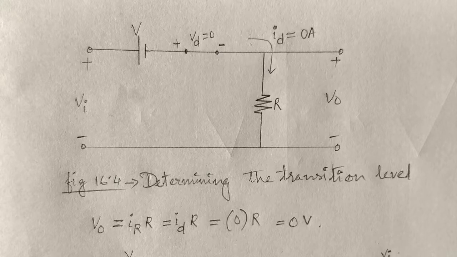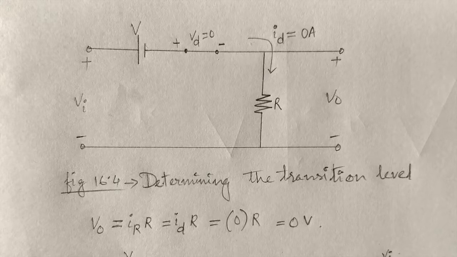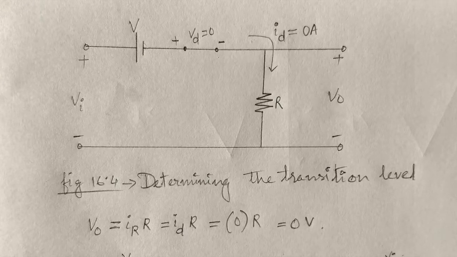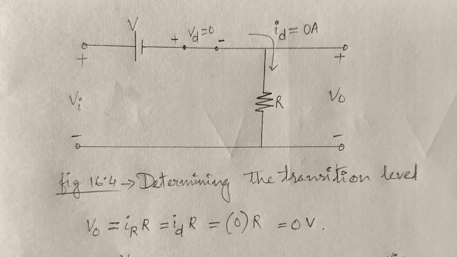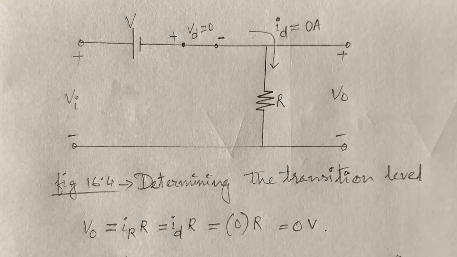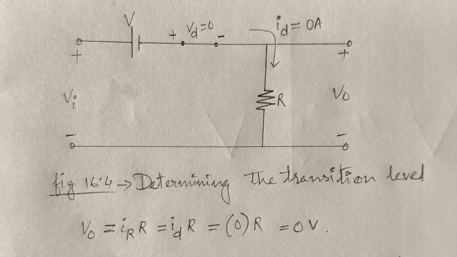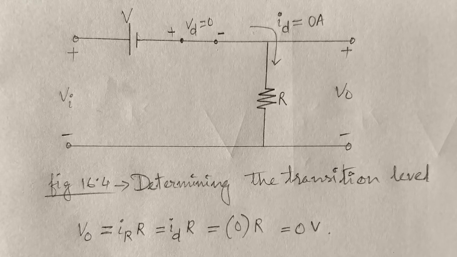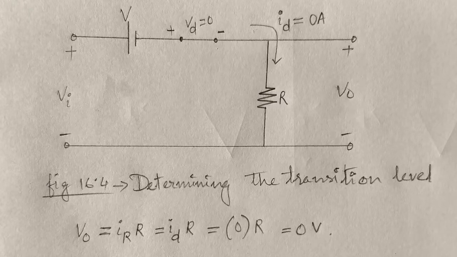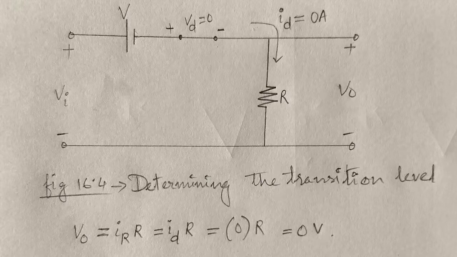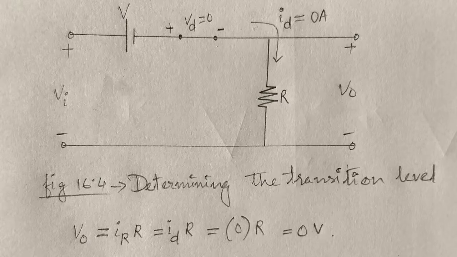Now, we will determine the transition voltage of the applied voltage for which the diode state changes. Applying VD equal to 0, and ID equal to 0, for the transition stage, as shown in this figure 16.4, we have Vi equal to V. For an input voltage greater than V, the diode is in short circuit state. But, if the input voltage is less than V volts, the diode acts as open circuit.